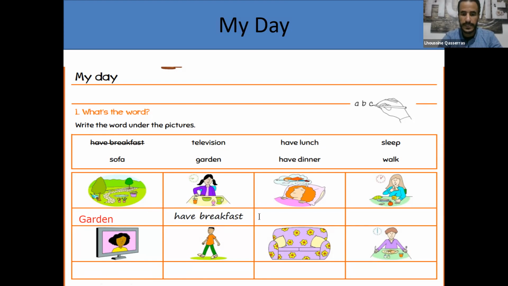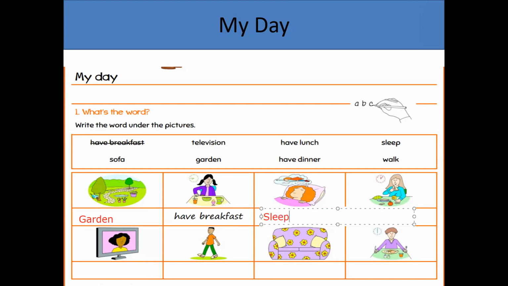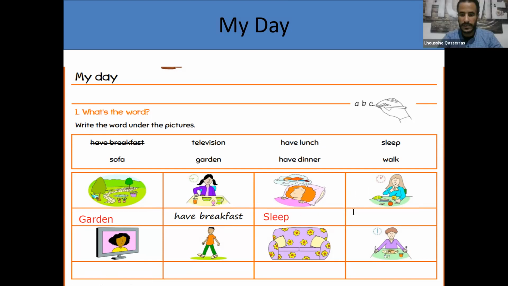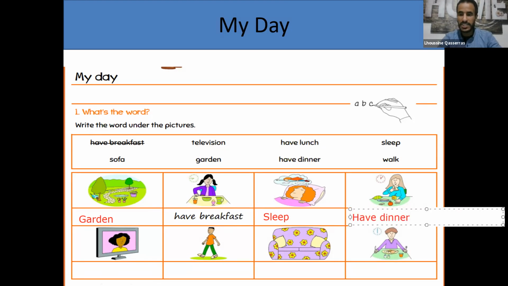Picture number 3. Sleep. Good. Picture number 4. Have dinner. So now you are teaching children, maybe go slowly. Is it have lunch or have dinner? The same? Lunch, because it's the other one, it's dinner. Thank you.